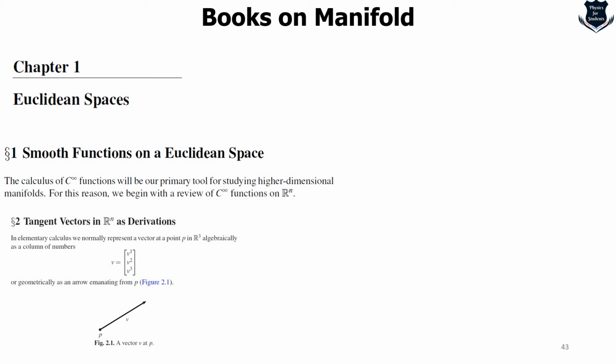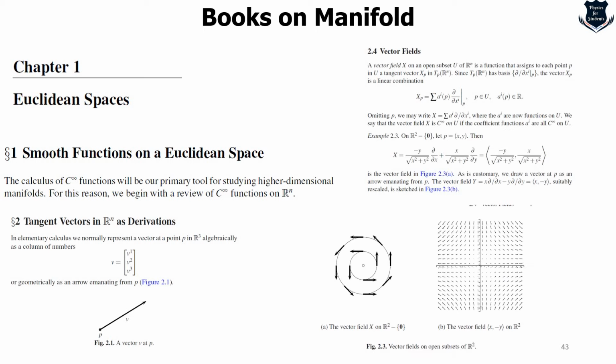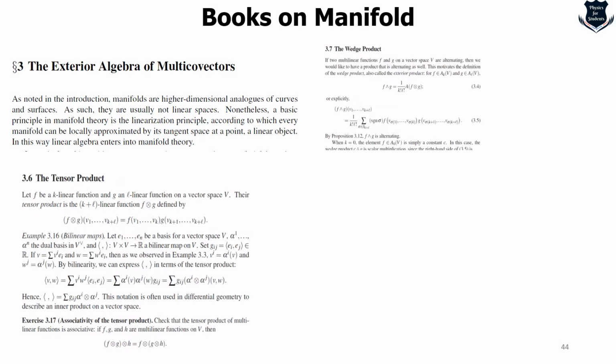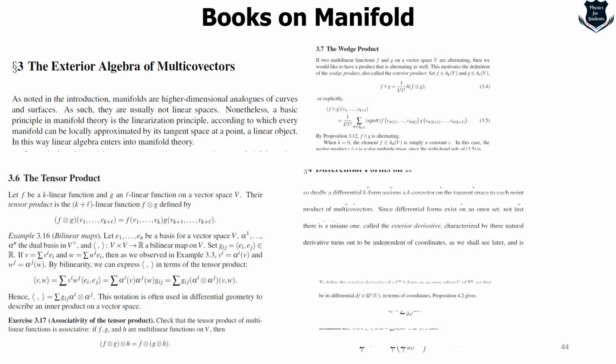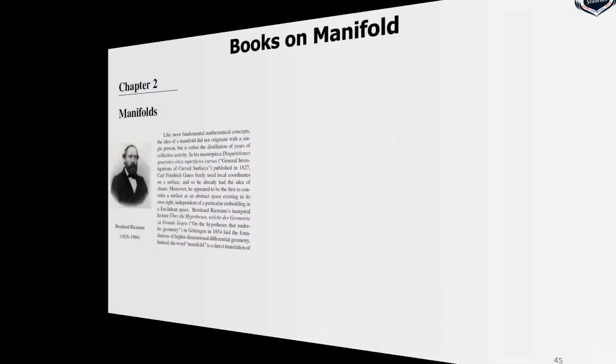I've just taken snapshots so that you can understand how beautifully and very simply it starts with tangent vectors. Then it goes into vector fields. Then you take those vector fields in the figures, etc. Then the exterior algebra of multicovectors. Remember, these are not manifolds. These are just, I would say, preparation techniques which are being done.